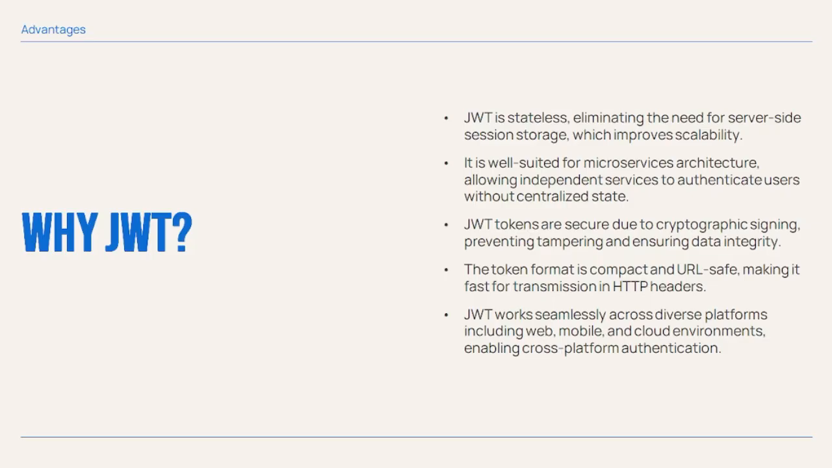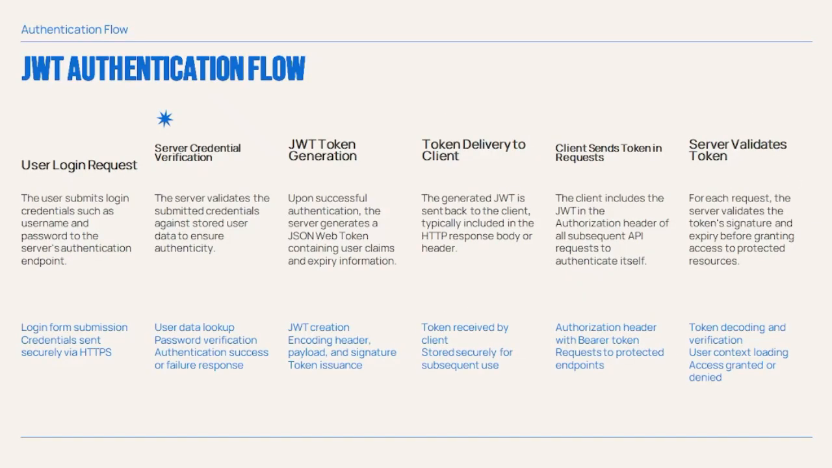JWT tokens are secure due to the cryptographic signing, preventing tampering and ensuring data integrity. The token format is compact and URL safe, making it fast for transmission in the HTTP headers. JWT works seamlessly across device platforms, and as I told, it can be used extensively in your SPA applications, microservices, etc. Cross-platform authentication. This is why we go for a JWT.